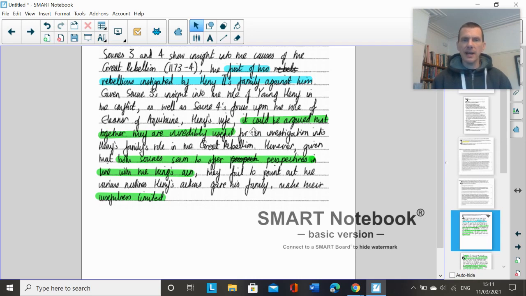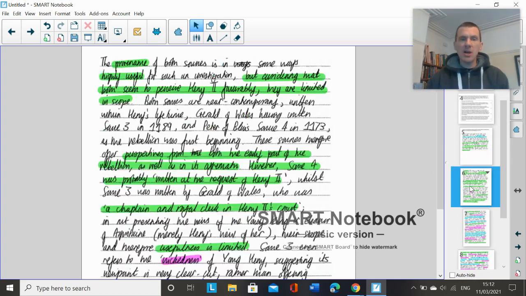So he says here, look, it could be argued that together the 2 sources are incredibly useful for an investigation, blah, blah, blah. However, given that both sources seem to offer perspectives in line with the king's own, their usefulness is limited. So he's saying that there are ways in which they could be seen as being useful, but overall, not so much because of the perspective that they both give.